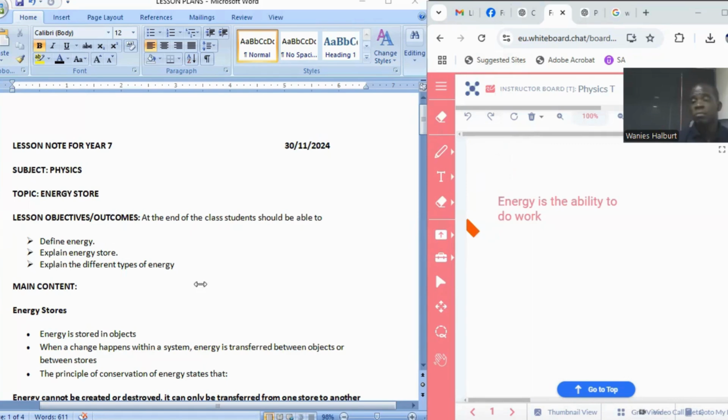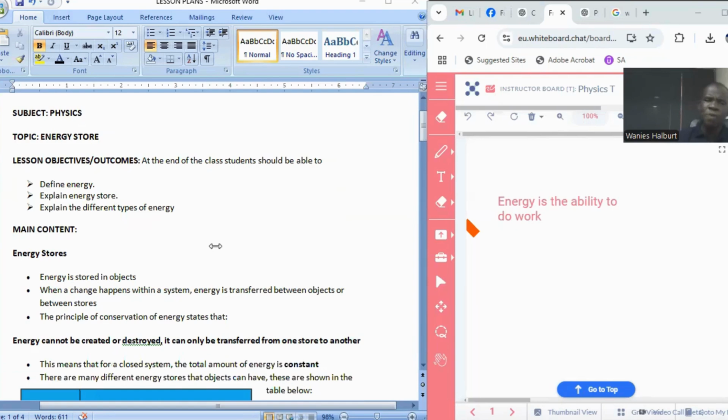Number one, we're going to look at the definition of energy. Then number two, the concept of energy store. Then we'll also explain the different types of energy that we have. And so we go straight into the first one, which is energy store.